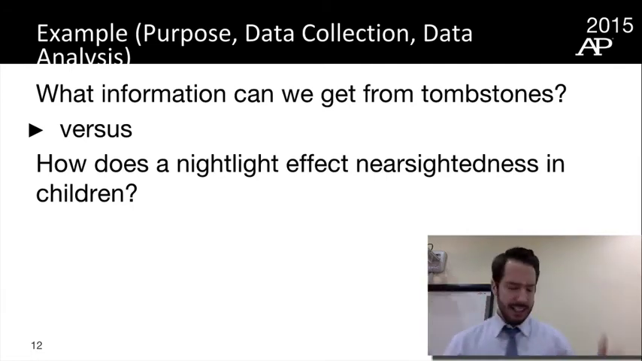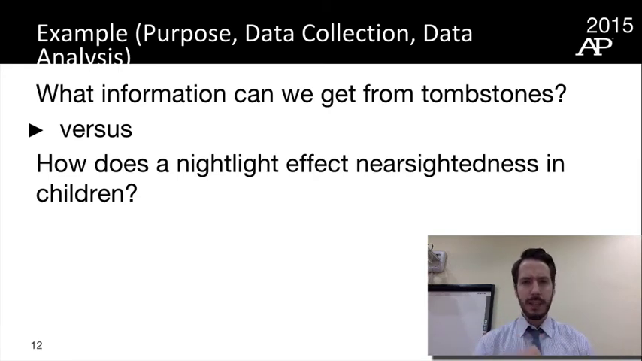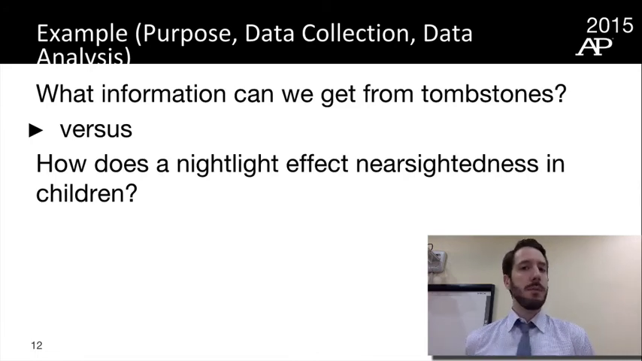So let's take a look at some exemplars here and see what I can do. I've got two research questions here, and by the way, neither of these are good, so I'll also be changing these. What information can we get from tombstones, and how does a nightlight affect nearsightedness in children? So let me change both of these, because if I'm looking at that first research question, and we're going to draw a little bit back from the last video, this scope is way too broad, it's not even focused, it's really not valuable, and it's definitely not feasible.